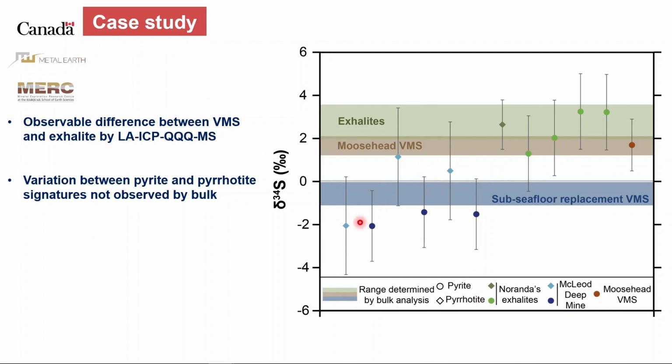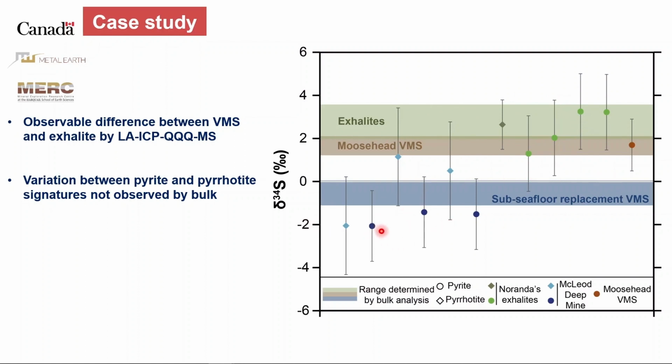So here are the results on 8 different thin sections from the VMS deposits of Noranda and Matagami. You see that here I just have really huge errors. We have to better determine these errors, but I preferred to add huge errors than to show you too small errors. And anyway, even with these big errors, we can see that we arrived to see the difference between, for example, exhalites and subsea floor replacement VMS.